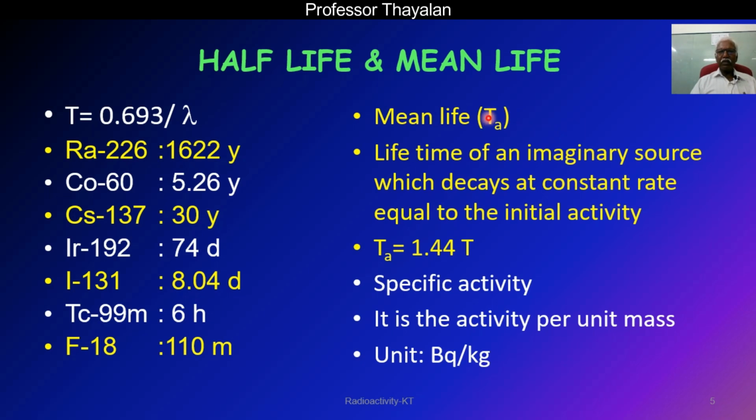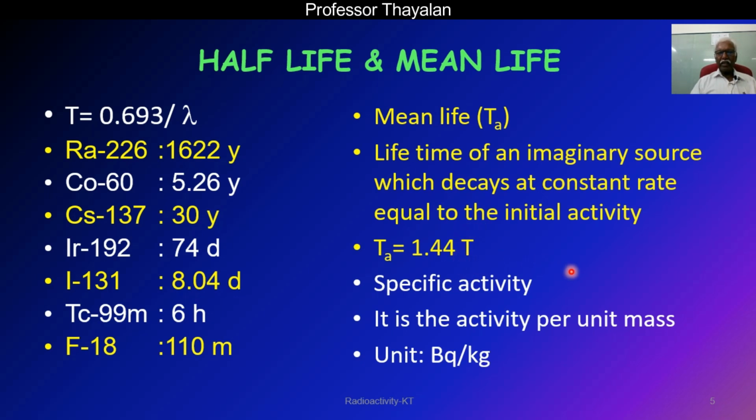What is mean life? It is the lifetime of an imaginary source which decays at a constant rate equal to the initial activity. There is a relation between the mean life and half-life. Mean life of an isotope is equal to 1.44 times the half-life period.